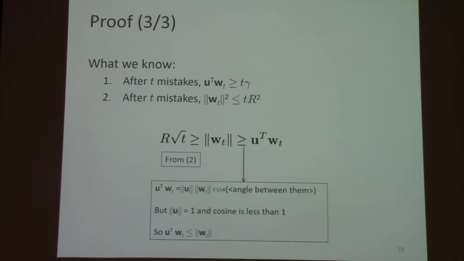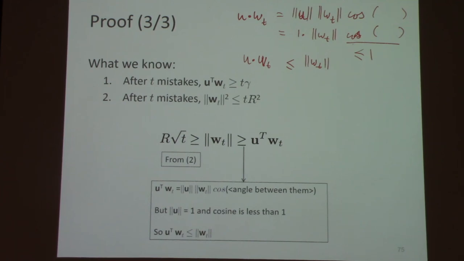I claim that the norm of this vector is always more than u transpose w_T. And the way to prove it is, let's consider the norm of w_T. In fact, let's consider the definition of a dot product. U transpose w_T, or to use the more common notation, u dot w_T, is simply the norm of w_T and the cosine of the angle between these two vectors. The norm of u, we assume, is 1. So this is 1 times the norm of w_T times the cosine of the angle between u and w. But we know that cosine is less than or equal to 1, which means u dot w_T is less than or equal to the norm of w_T.